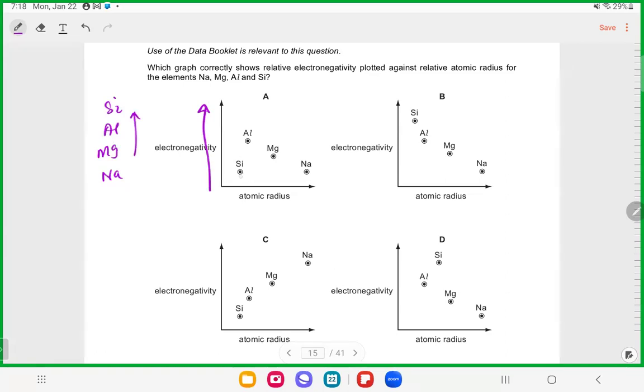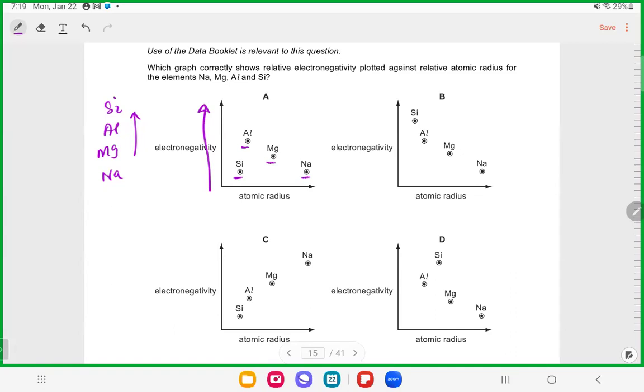यहां देखिए इन्होंने सिलिकॉन फिर सोडियम. This is wrong. A is wrong. देखिए A में वर्टिकल y-axis पे the smallest value is for silicon, and then you have sodium, then you have magnesium, and then you have aluminum. This is not following the exact trend.